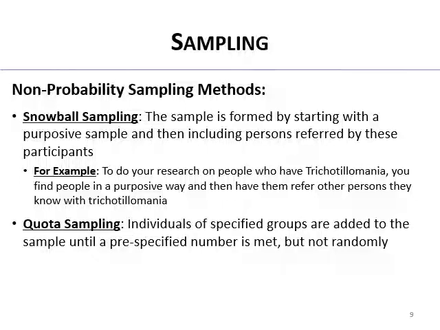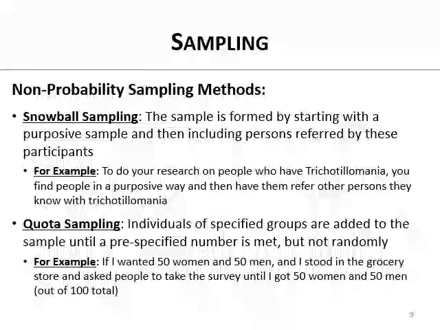Quota sampling is frequently confused with stratified sampling, but this is when individuals of specified groups are added to your sample until a pre-specified number is met. It's not done randomly. So you're trying to get 50 women and 50 men, and you just stand in front of the grocery store, so it's not random in any way, and you ask people to take your survey until you've got 50 women and 50 men.